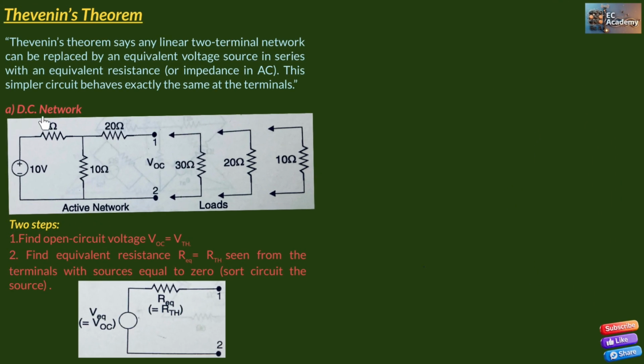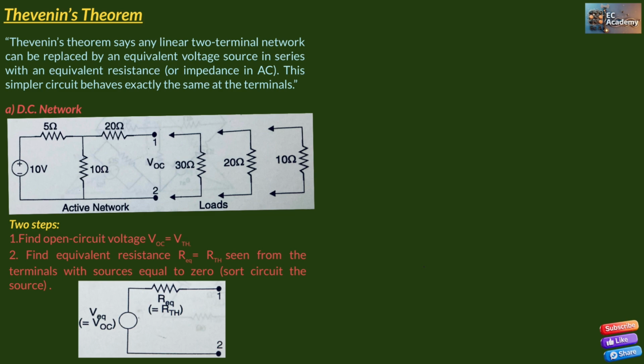Now first let us understand Thevenin's theorem for a DC network. The left part of the circuit is known as the active network. The terminals 1 and 2 are the output where we will connect different loads. Our main goal is to replace the left side of this circuit with Thevenin's source and Thevenin's resistance that is seen from terminals 1 and 2.